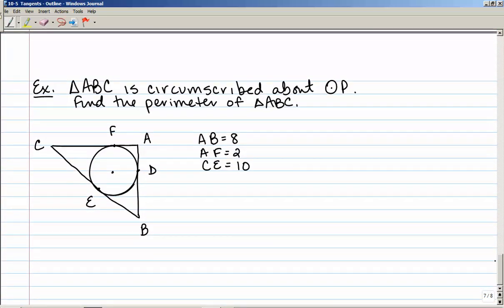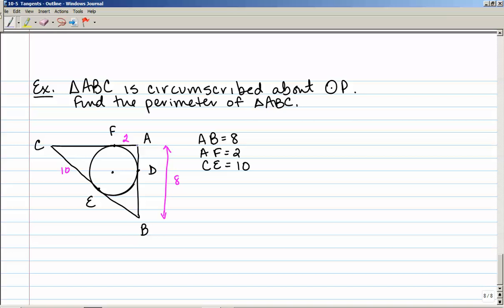So here's an example. We have triangle ABC, and it is circumscribed about circle P, and we need to find the perimeter of triangle ABC. And we're given some information here, and I'm going to go ahead and note that on my diagram. AB is 8 units long, AF is 2 units long, and CE is 10 units long. That's the given information. Now, what can I fill in?